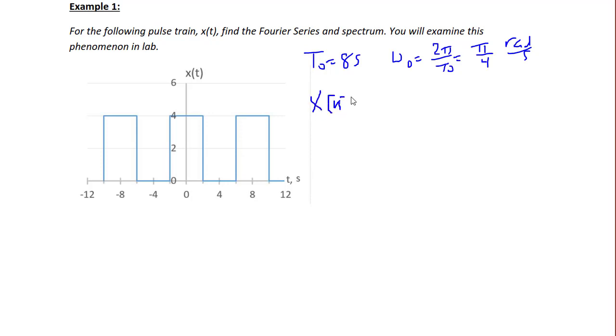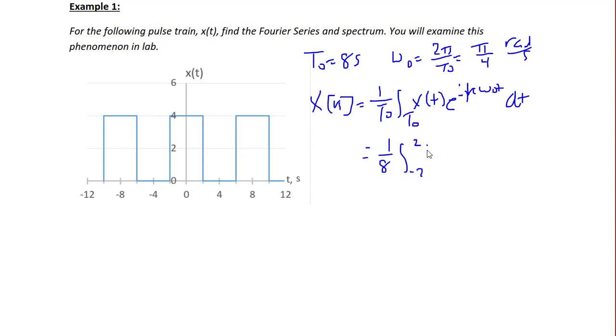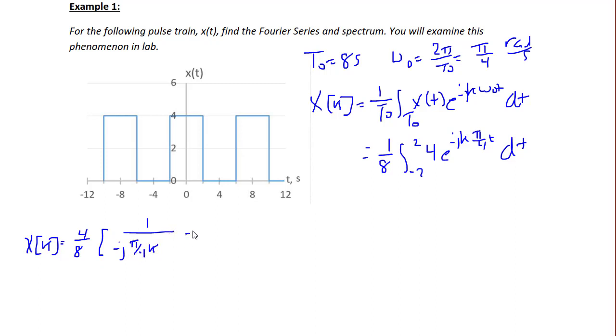And x of k, the formula we just derived, was 1 over T naught, the integral over T naught, x of t e to the negative jk omega naught t dt. So what we would have here is 1 over 8, the integral from -2 to 2 of 4 e to the negative jk pi over 4 t dt. So x of k is equal to, when you solve this integral, 4 over 8 times the quantity 1 over -j pi over 4 k times the exponential e to the negative j pi over 4 k t evaluated from -2 to 2.